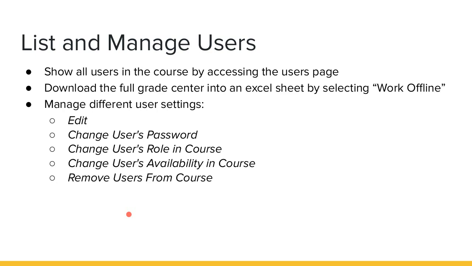Changing a user's role in a course. If you have someone who's a student and you want to change them to an instructor or vice versa, you can do that right there on that page. Also availability, we already talked about that. It's right there on that link. It says make user available, make user unavailable. As soon as you click it, it'll be an immediate switch.